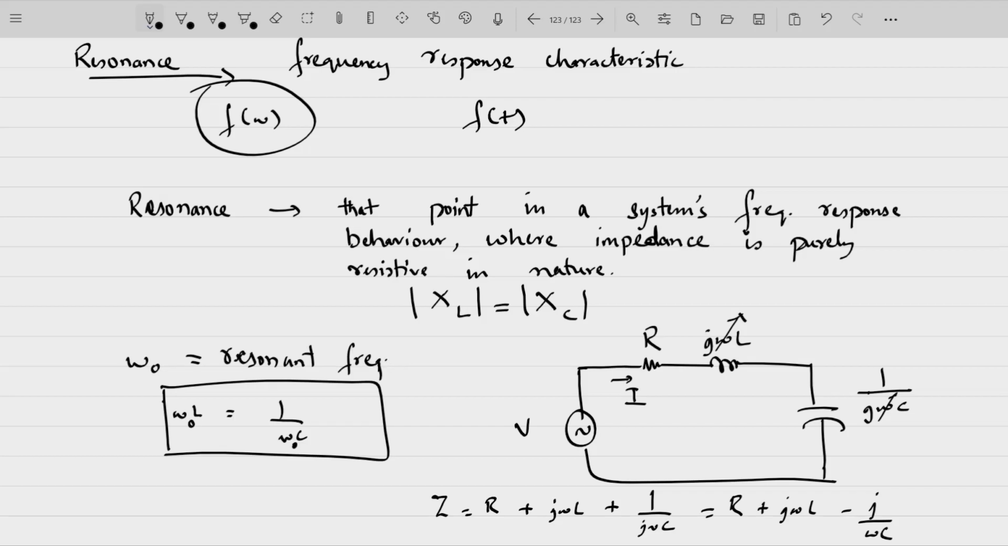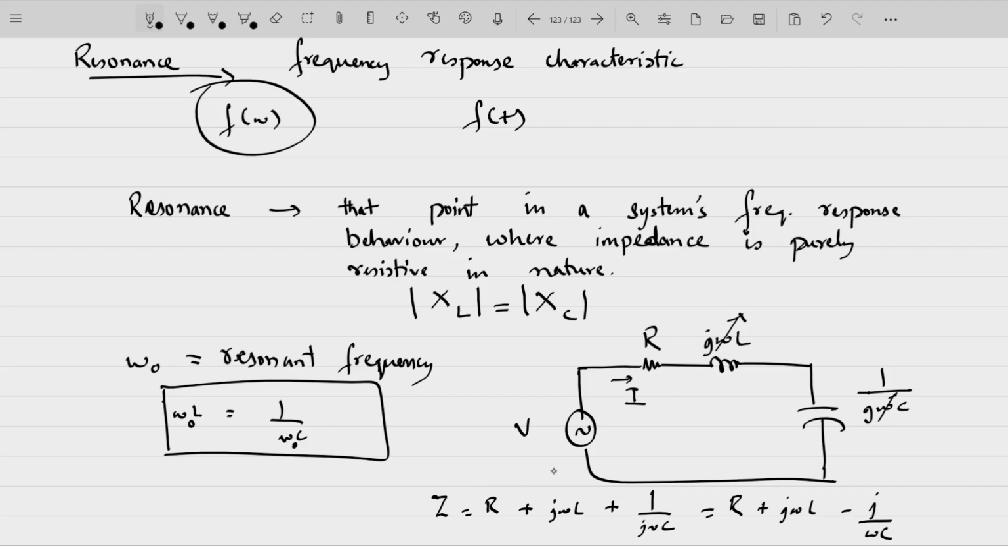You have a series RLC circuit. By some means, you are able to vary the frequency of the system. There will be some value of frequency that I am taking here as omega naught, at which omega naught L will be equal to 1 by omega naught C.